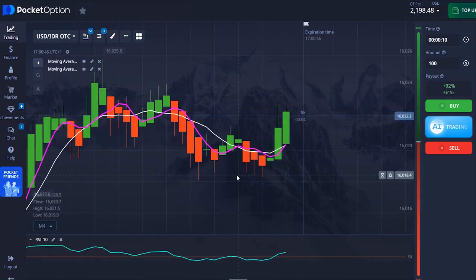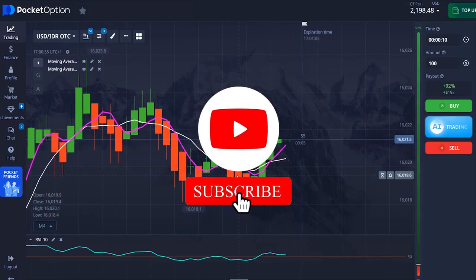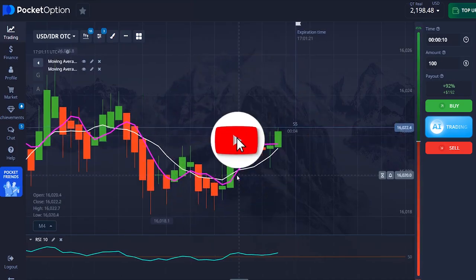Those are the things you need to put into consideration. With this particular strategy, I'm actually giving it an 80% winning rate. That means when you take 10 trades, 8 trades will definitely come your way, guys. So guys, I want you to try out this particular strategy and let me know how your experience is with this particular strategy, guys.